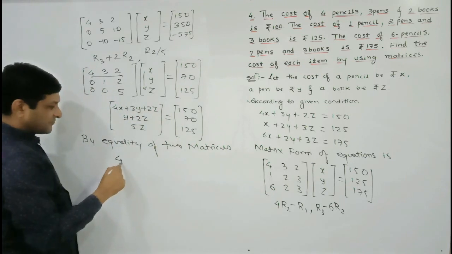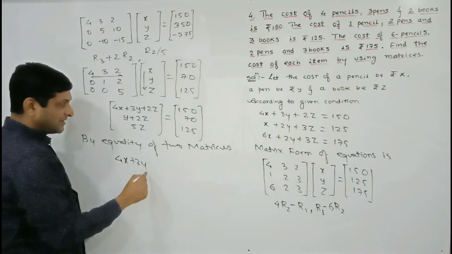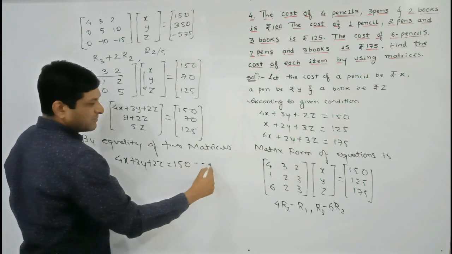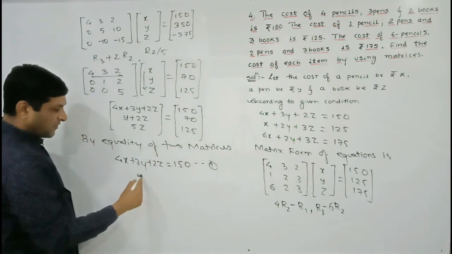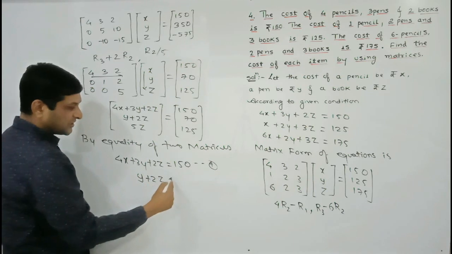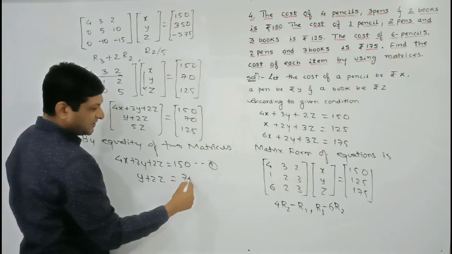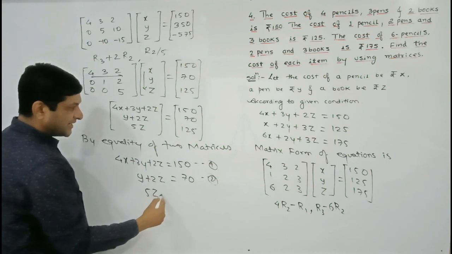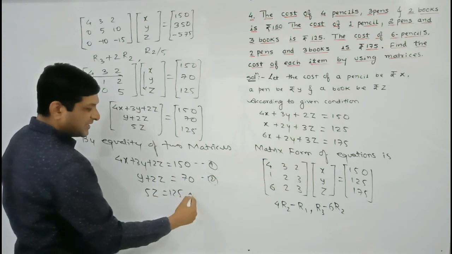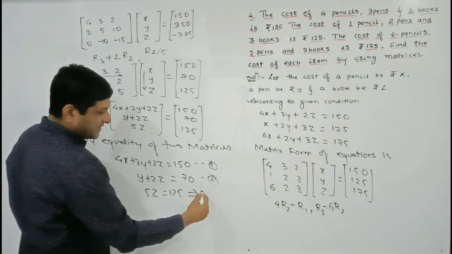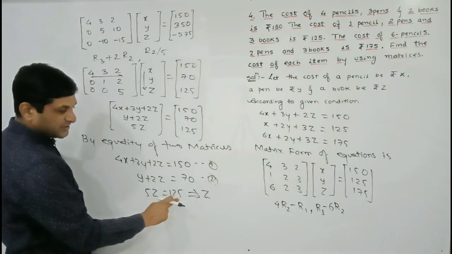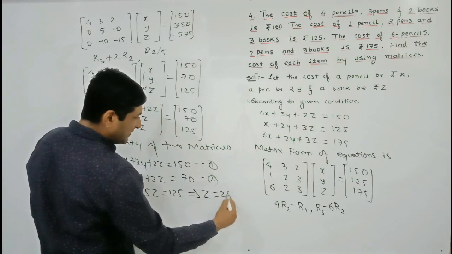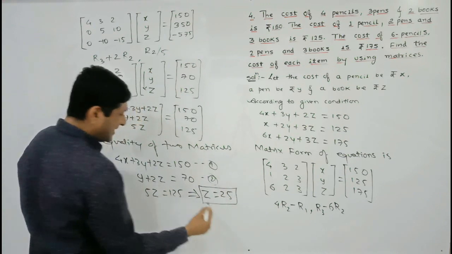Here we will get 4x plus 3y plus 2z equal to 150. Let us denote it by equation number 1. y plus 2z, its corresponding element on this side is 70, denoted by equation number 2. And lastly, 5z is equal to 125, which implies that z is equal to 125 divided by 5, which is 25. In this way we have got the value of z.